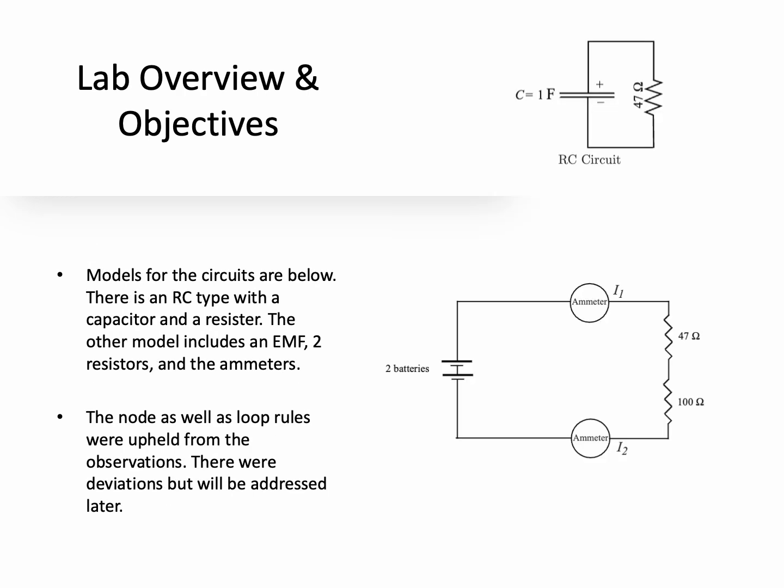For some more overview, as you can see on the right, there are two depictions of the two smaller experiments conducted inside the lab. One of them is the RC circuit and the other is the DC one, RC meaning that there is a resistor and a capacitor present. The RC type includes the capacitor and resistor, and the other model includes the battery, the EMF, two resistors, and the two ammeters. The node rule, as well as the other rules, were upheld from the observations, and this is just a preliminary look at the results that we did get. Again, there will be deviations, but we'll discuss the error later.